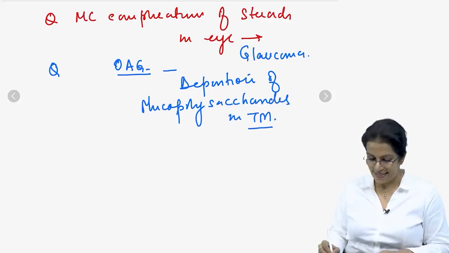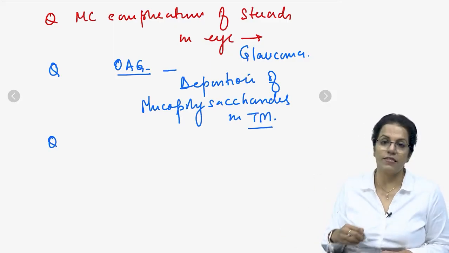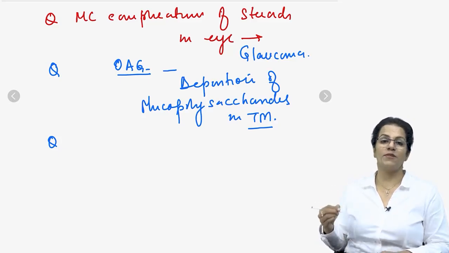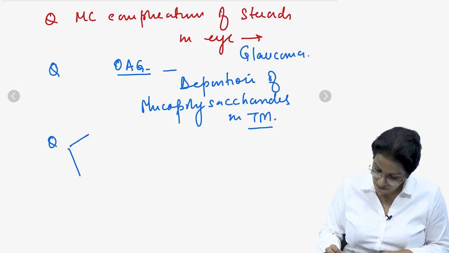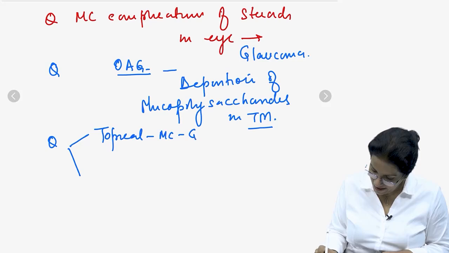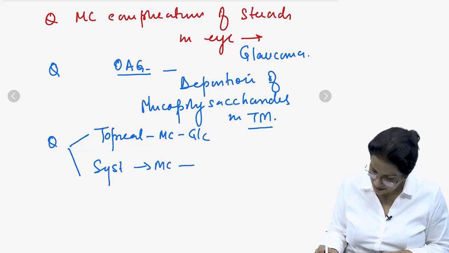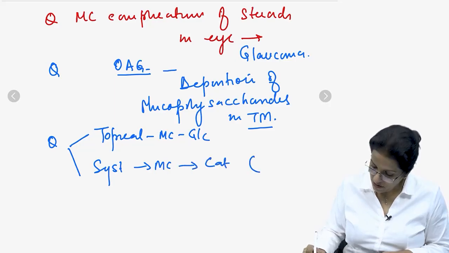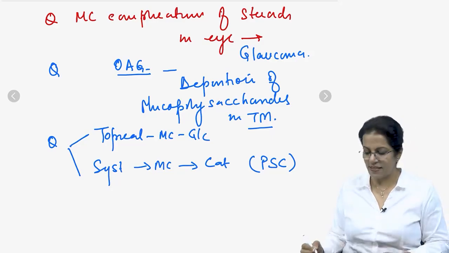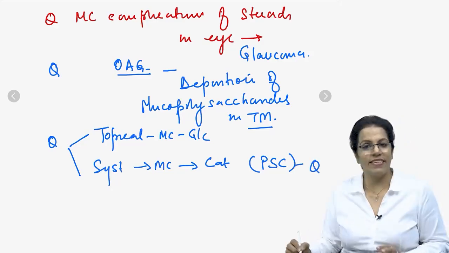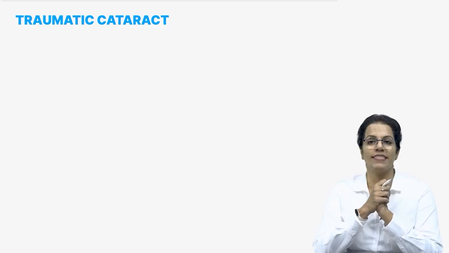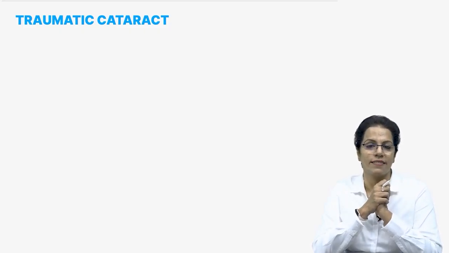Okay, next question. What is more common after systemic steroid? What is more common after topical? So we will learn that after topical, more common is glaucoma. After systemic, more common is cataract. Which cataract? I just taught you, PSC, posterior subcapsular. This is also asked, right? Okay, so next we talk about traumatic cataract.